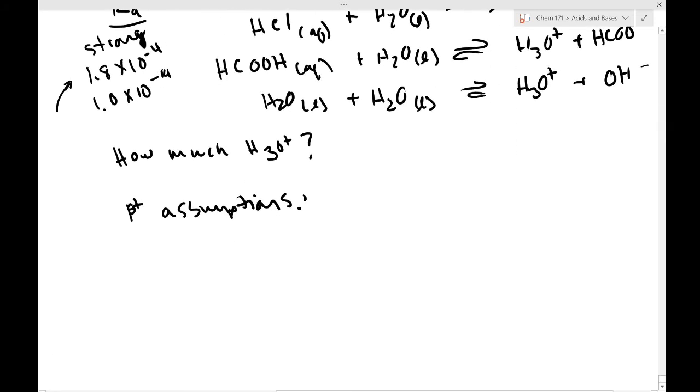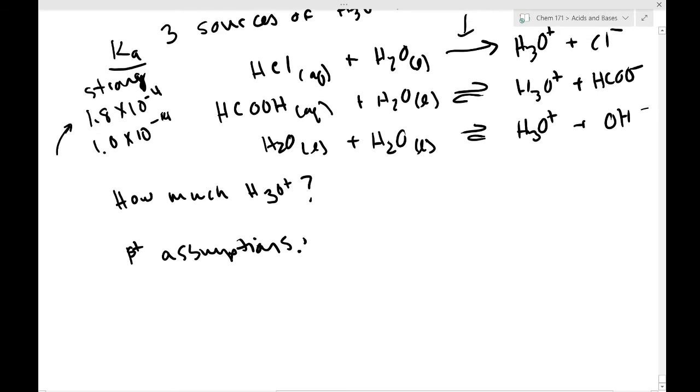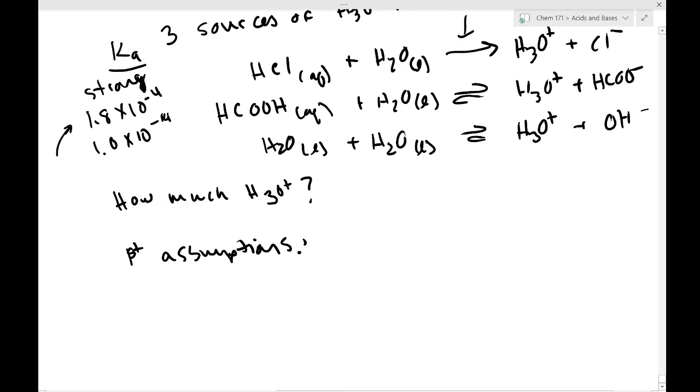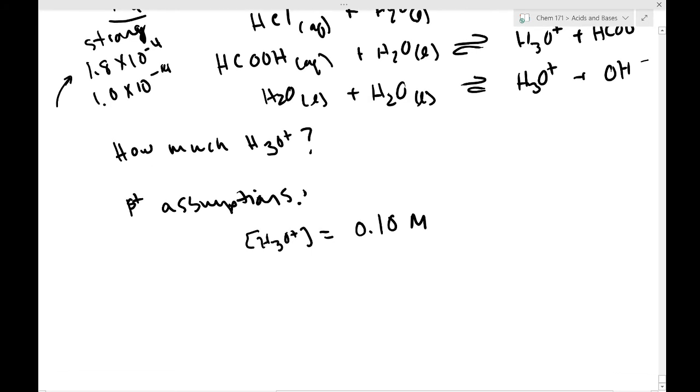Okay. So as a first assumption here, I'm just going to assume that all of the H3O+ comes from the first reaction above, with HCl being converted into H3O+ and Cl-. So I'm going to say that H3O+ is equal to the concentration of HCl, which is 0.10 molar. Because this is a strong acid, it's going to completely dissociate, and I'm going to get, in my final solution, 0.10 molar from the HCl.